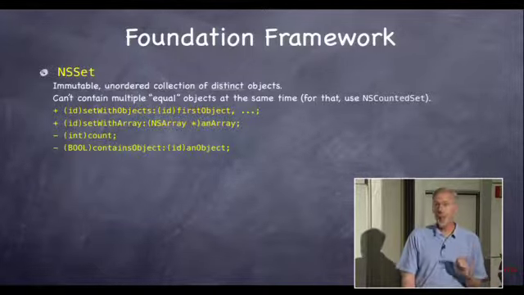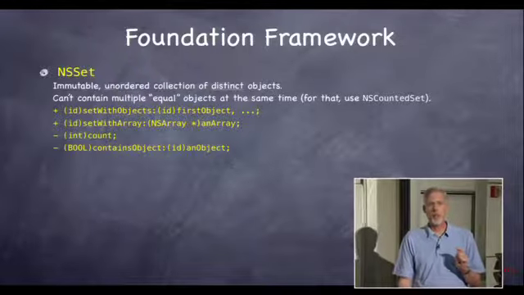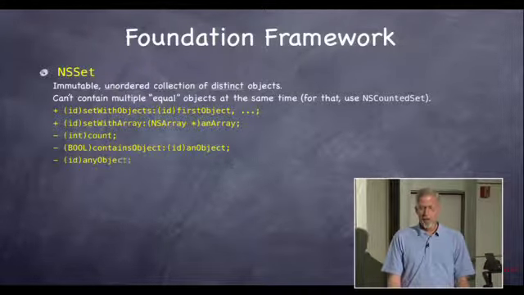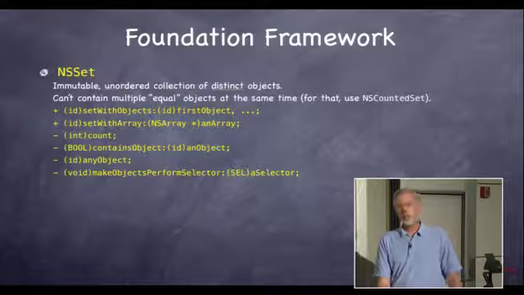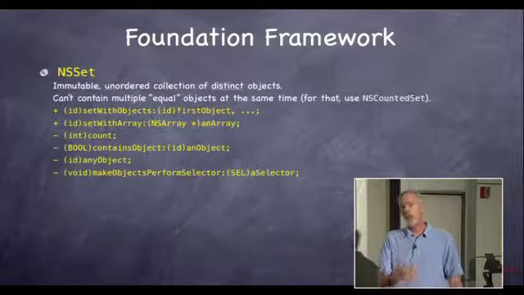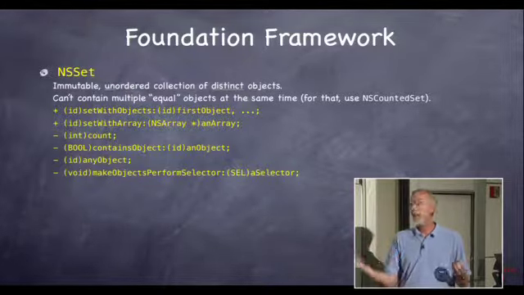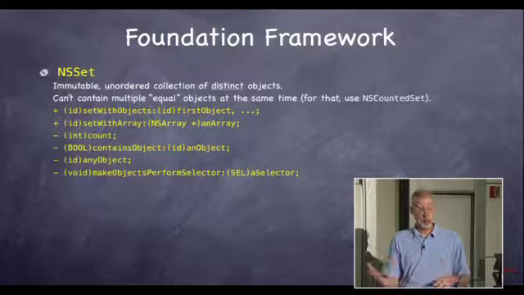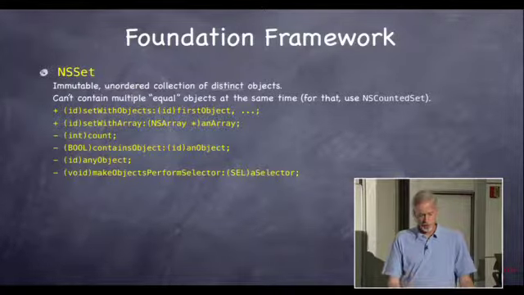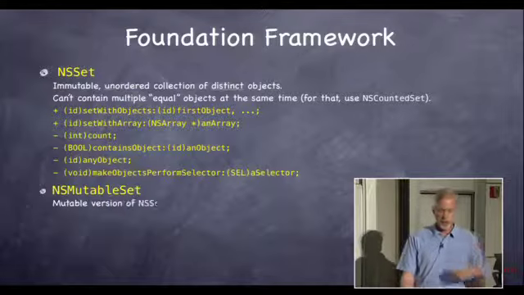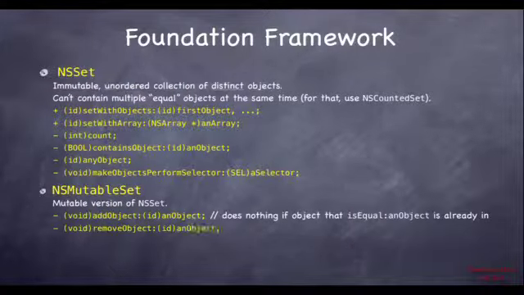Count and containsObject are the two key methods in NSSet. There's a method anyObject, which is nice. You just grab any old object out there. A lot of times you have a set of related objects, and any one will do for some certain operation. So you can say anyObject, and it'll very efficiently return any object. And you can make all the objects perform certain selectors. There's a mutable version. It adds removeObject and addObject.